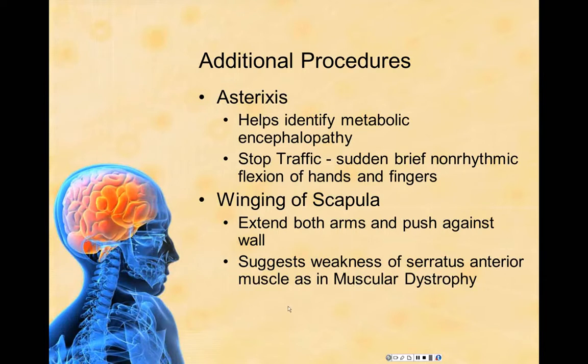Other things to think about: asterixis, the stop traffic sign, sudden brief non-rhythmic flexion of the hands and fingers, and then winging of the scapulas, indicating a muscle weakness and denervation of the areas in the back and below the scapula. It suggests weakness of the serratus anterior muscle, as in muscular dystrophy.